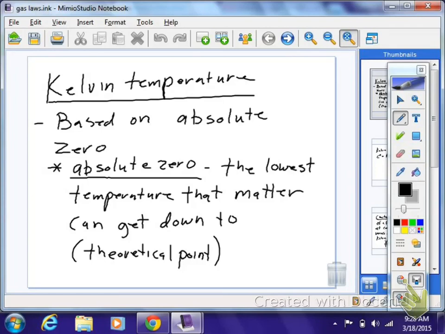So what we have to do is find the lowest temperature you can get something down to. And they have theoretically calculated what that's going to be. And that theoretical point that is absolute zero is minus 273.15 degrees Celsius. So absolute zero in degrees Celsius is minus 273.15. We could go out further if we wanted to.